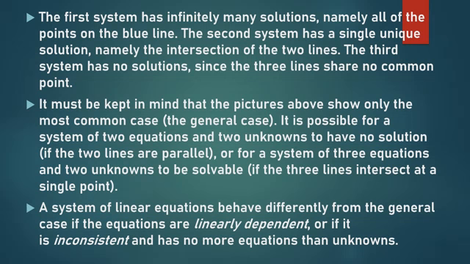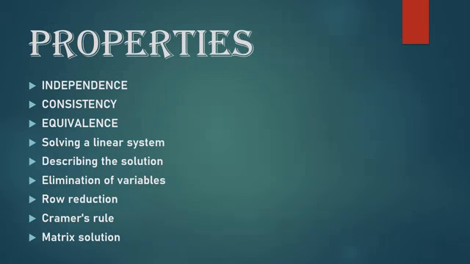It is possible for a system of two equations and two unknowns to have no solution if the two lines are parallel, or for a system of three equations and two unknowns to be solvable if the three lines intersect at a single point. A system of linear equations behaves differently from the general case if the equations are linearly dependent, or if it is inconsistent and has no more equations than unknowns. Let's now look at the properties of equations.